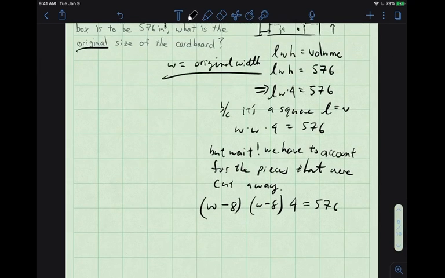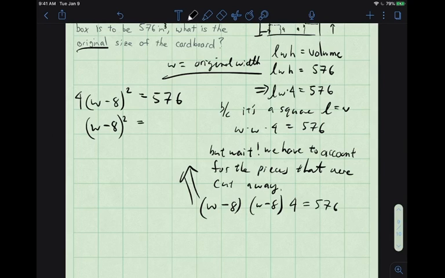Okay, let me continue my work on the left. So W minus 8 squared times 4 equals 576. W minus 8 squared equals 576 over 4, which is 144, convenient. W minus 8 equals the square root of 144. W minus 8 equals 12. W here equals 20 inches.